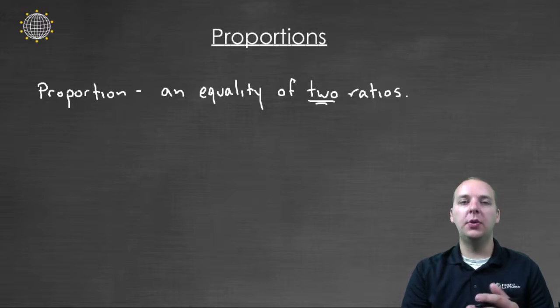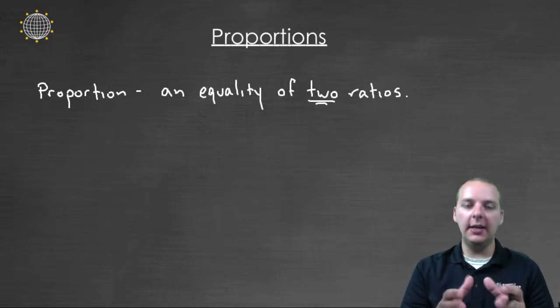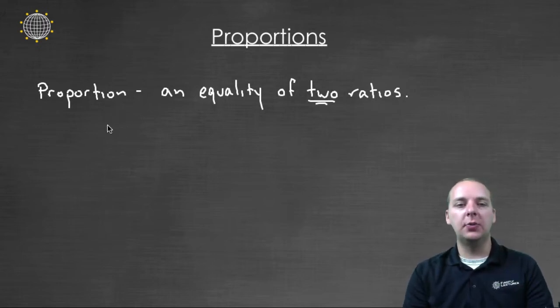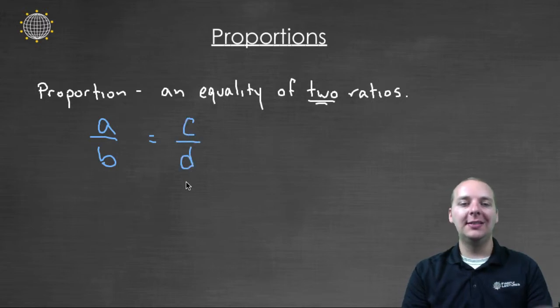A proportion is when you have one ratio set equal to another ratio. So it's an equality of two ratios. It looks something like this. We'll have one ratio, maybe like A over B, and we'll have that set equal to another ratio, C over D. And this entire equation is considered a proportion.